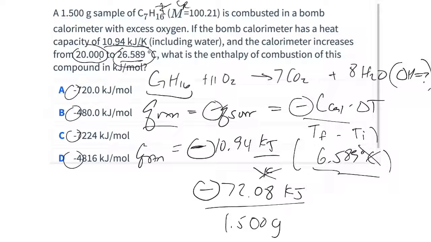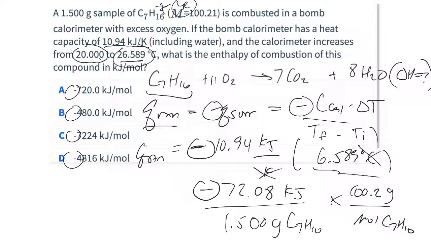So remember, in this problem it's really clear that the C7H16 is the limiting reactant because we're told we have an excess amount of O2. So that helps us know that the 1.50 grams of C7H16 is the limiting reactant. All we need to do is convert that into moles. So just use 7 times 12.01 plus 16 times 1.008. That is 100.2 grams per mole.